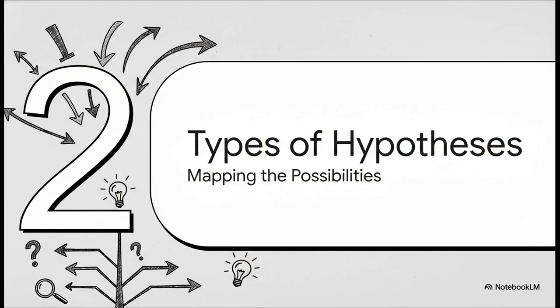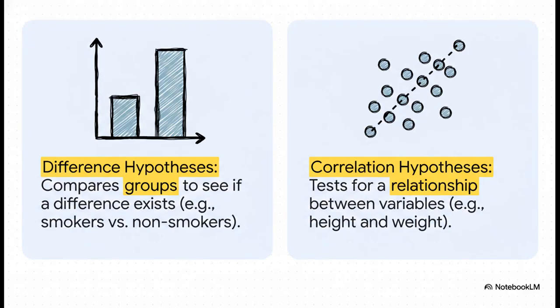Okay, so now that we've got that down, let's build on it a little. Because it turns out not all hypotheses are created equal. We can actually categorize them based on the specific kind of question we're trying to answer. The first big choice you have to make is this. Are you looking for a difference between groups or a correlation between variables? A difference hypothesis is pretty straightforward. You're comparing two or more separate groups, like testing a new drug on a patient group versus a placebo group. A correlation hypothesis is different. It's looking for a relationship, an association between two things that you can measure, like asking, as people get taller, does their weight also tend to increase?